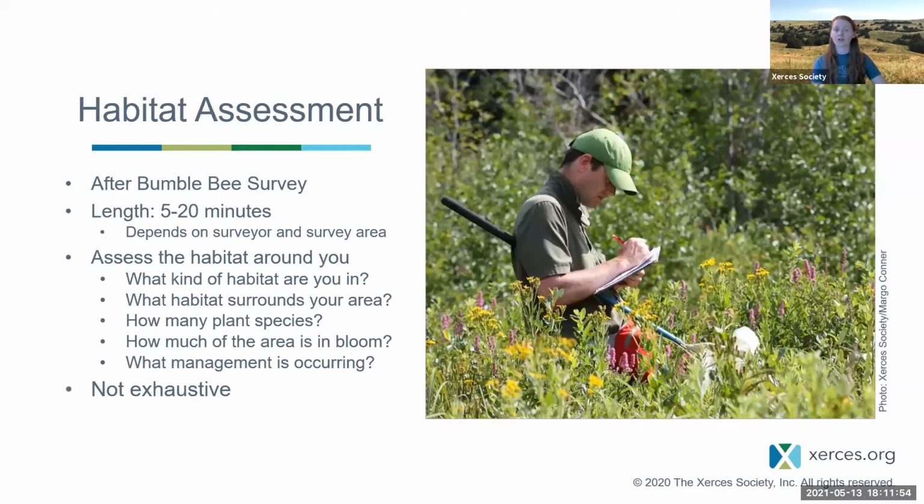So then after you do your bumblebee survey, that's when you do a habitat assessment. And these are not meant to be exhaustive. It should take about 15 to 20 minutes or so. And it basically is giving us an idea of the habitat that you're surveying. So the sheet's going to ask you things like, what kind of habitat are you in? Is it an urban area? Is it an agricultural area? Are you in a grassland? It's going to ask for the different types of plants that are flowering, how many plants are flowering. Again, just really capturing a quick snapshot of the habitat that you're surveying.